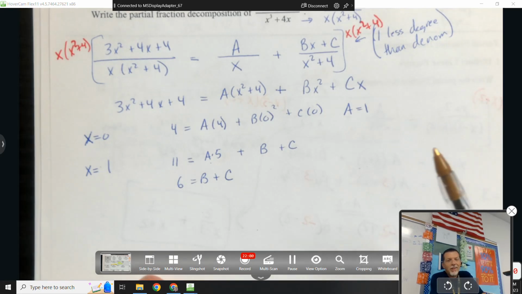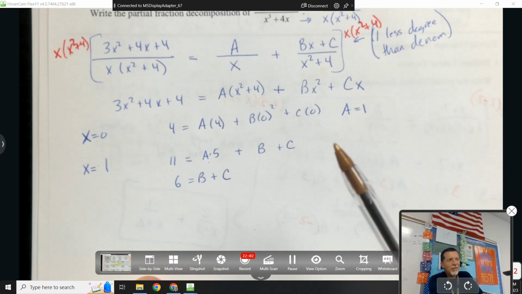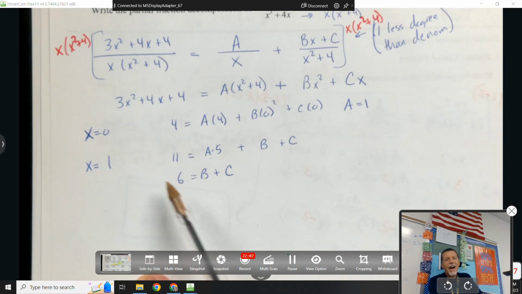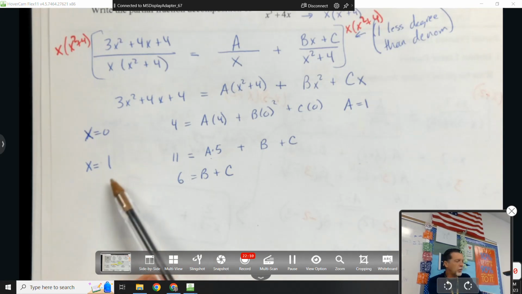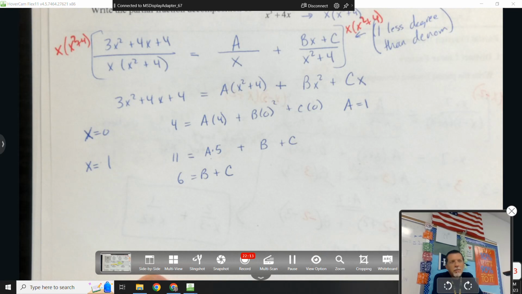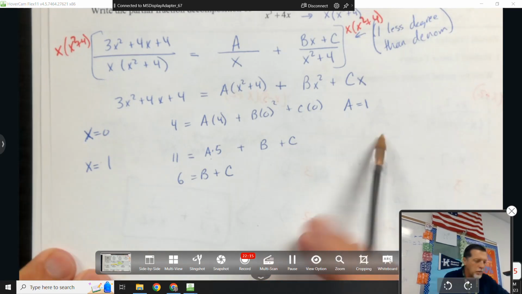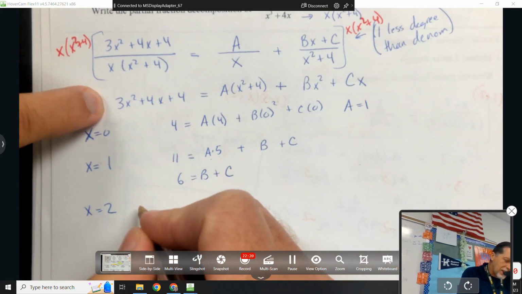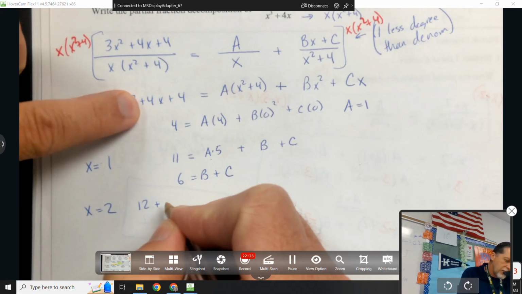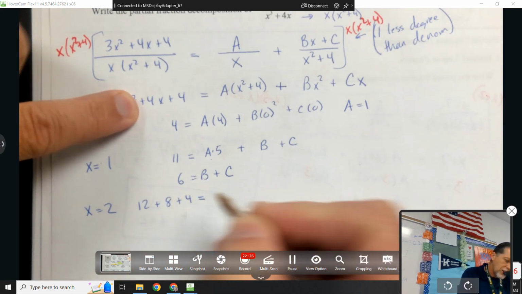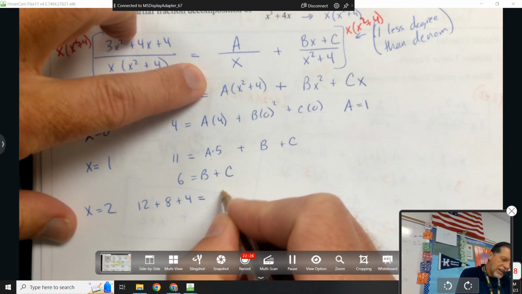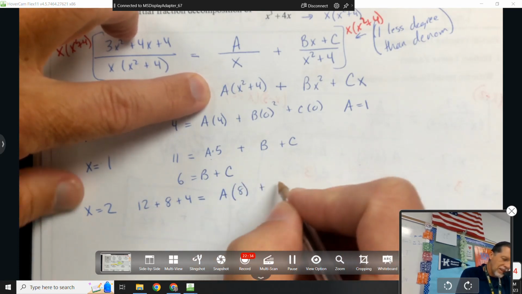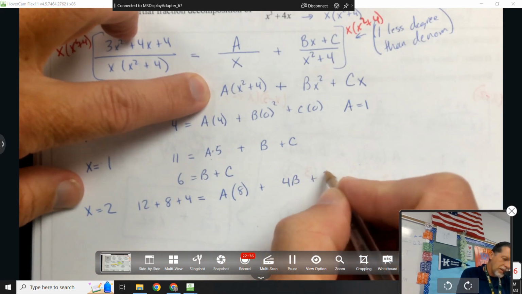2, 3, negative 1. I don't know that I'd pick 3. I definitely would not pick 25. 25 would work, though. You just have big numbers to deal with. I'm going to go with 2, because I'd rather deal with 2 than negative 1. But if you don't mind working with negatives, maybe negative 1 would be better. It totally doesn't matter at this point. 3 times 4 is 12. 4 times 2 is 8. And then on the other side, a times 4 plus 4 is 8. Plus 4b plus 2c.